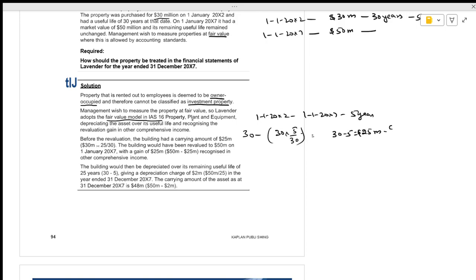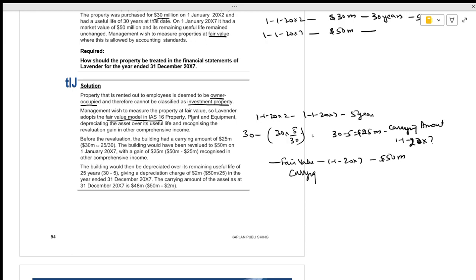This is the carrying amount as on 1/1/2007. Now they have revalued it. Is it right? How much have they revalued it? There is a fair value revaluation. The fair value as on 1/1/2007 is how much? It is 50 million.